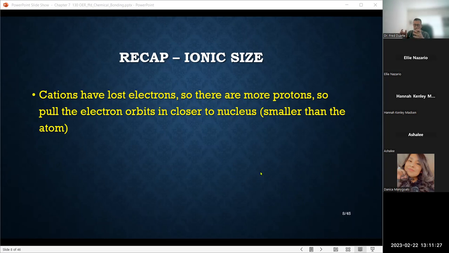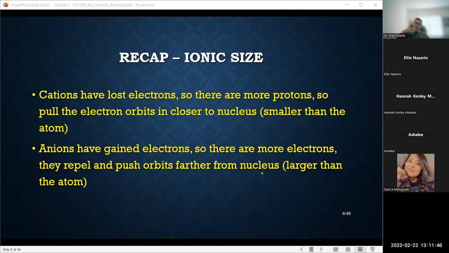The result is a much stronger pull on the remaining electrons that are left, resulting in a smaller atom. Not only that, but coupled by the fact that they lost that valence shell by losing those electrons. Whereas with the anions gaining electrons, there are more electrons now in the valence shell, and therefore they start to repel each other, obviously, because negatives will repel, just like positives will repel, and the orbits are pushed away, resulting in a larger radius than the atom.